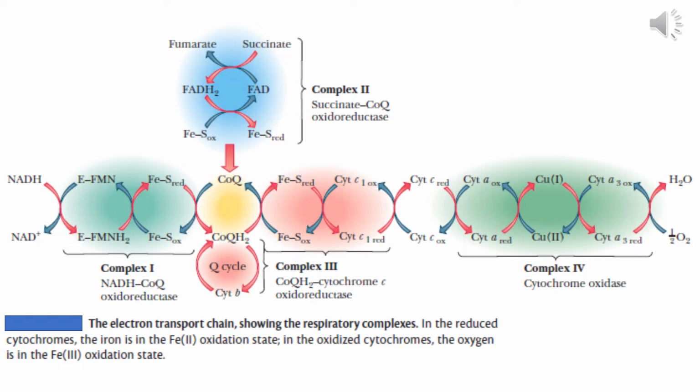From coenzyme Q, these electrons are given to complex 3, which consists of iron sulfur centers and cytochrome C1. From this complex 3, electrons are passed on to cytochrome C. It is a mobile carrier of electrons. And from there to complex 4. Complex 4 consists of cytochrome A, copper ions, cytochrome A3, etc. Finally, from this complex 4, the electrons are accepted by molecular oxygen, resulting in the production of metabolic water.